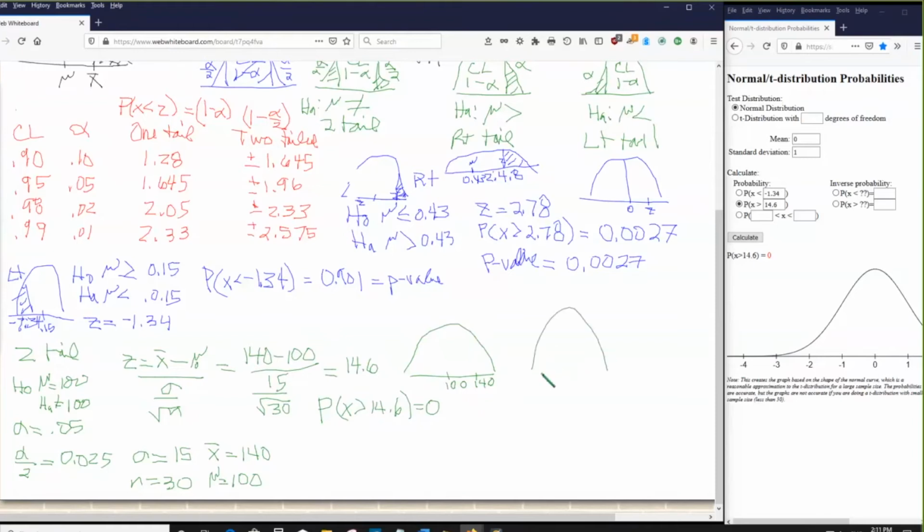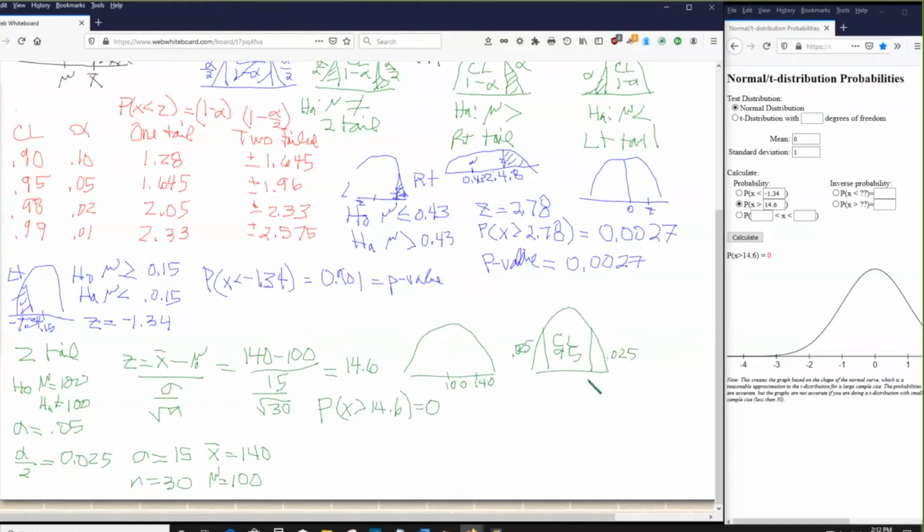So we're going to compare, so we got 140 as our sample. Now we're going to compare that to the standard normal distribution with a confidence interval. So if I have a confidence level of 95%, that's going to give me my 0.025 on either side.